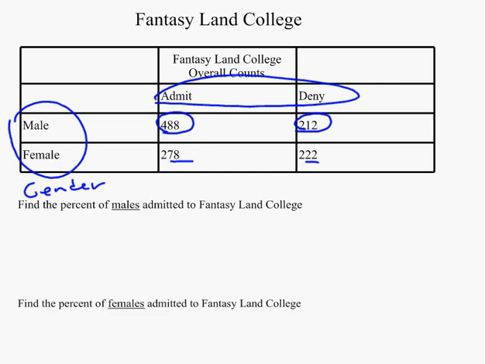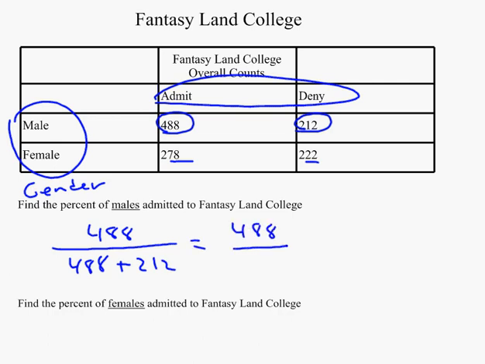Find the percent of males admitted to Fantasyland College. Well, there were 488 males who were admitted, and there were 488 plus 212 who applied. If we add those two numbers in the denominator together, we get 700. If we divide 488 by 700, we get pretty close to 70%. This is saying 70% of the males who applied were accepted to this college.